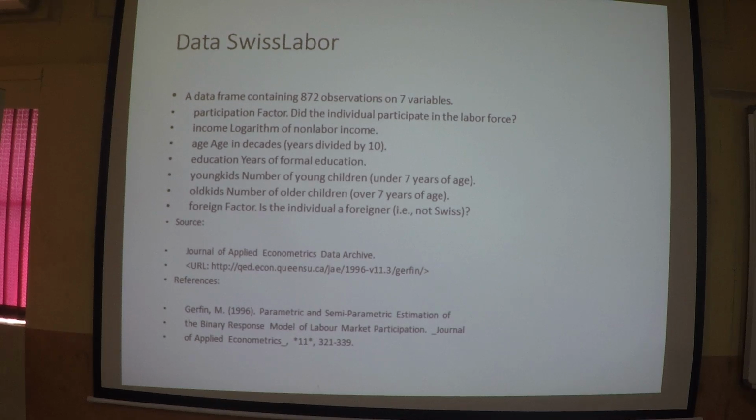Okay. Age of a person. This is age in decades. So if you're 42 years old, that will be 4.2. Okay. Education, years of formal education. How many years have you been educated? Right. Young kids, number of young children under 7 years of age. The idea is that if you have young children under 7 years of age, you are less likely to be working but more likely to be taking care of them. You have older children, old kids over 7 years of age.